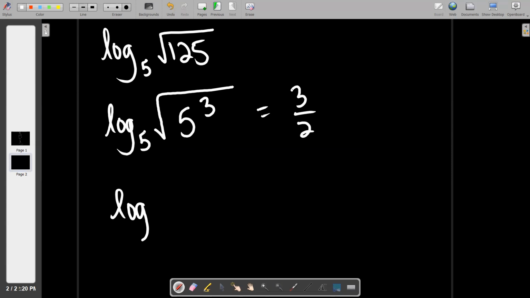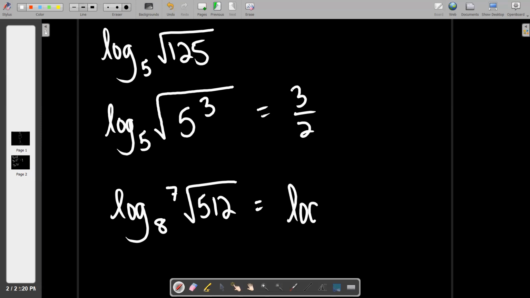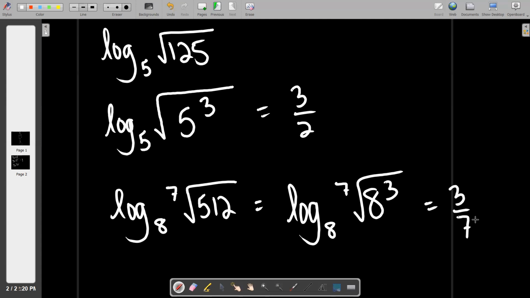How about log base 8 of the 7th root of 512? Use your resources here. You know, 8 cubed is exactly 512. Very good. Good job using your resources back there. I see you doing that, and I appreciate that. So this is actually log base 8 of the 7th root of 8 cubed. The answer just falls right off the page. What is it? Nice job.